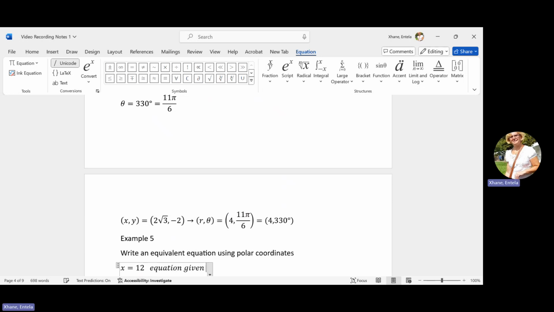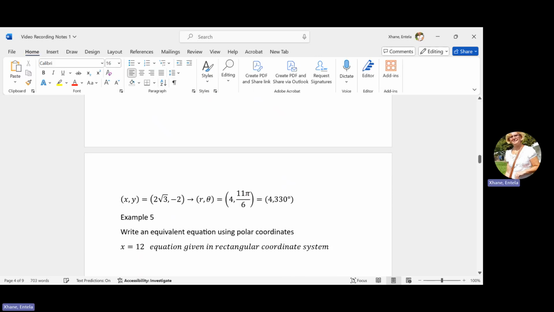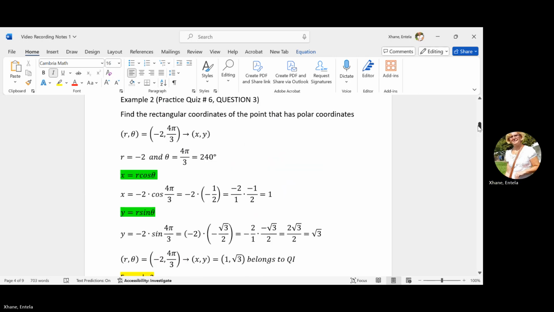Equation given in rectangular coordinate system. My goal is to convert this equation into the polar system. So how do I convert this into polar system? I'm going to rely on this formula right there.